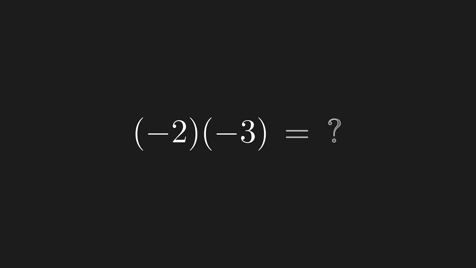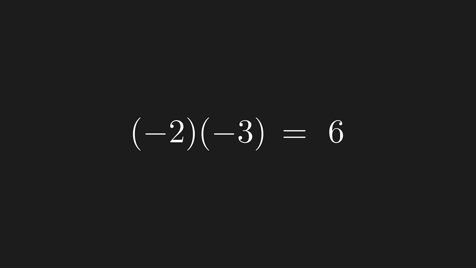What is negative 2 times negative 3? In elementary school, we learned that a negative times negative is positive, so the answer comes out to 6. Have you ever wondered why?